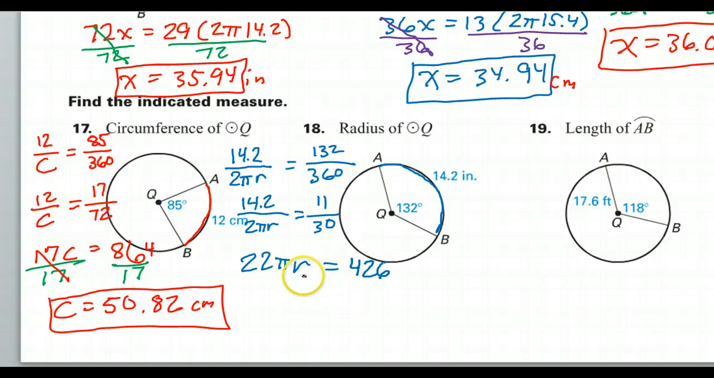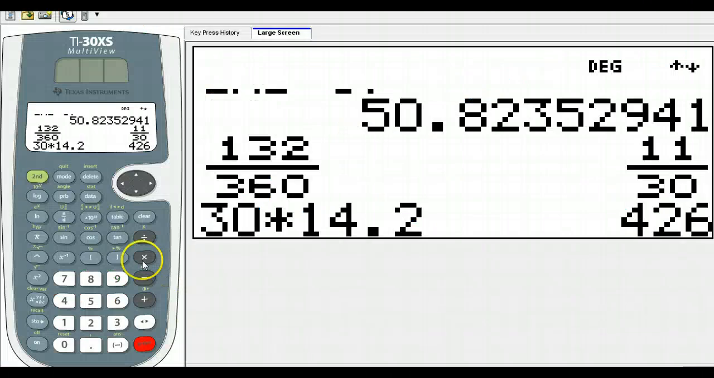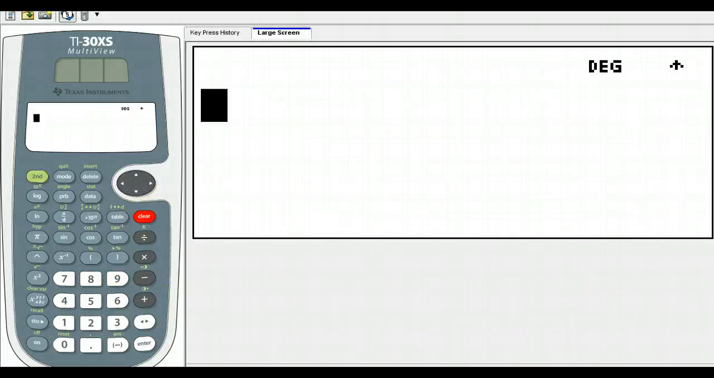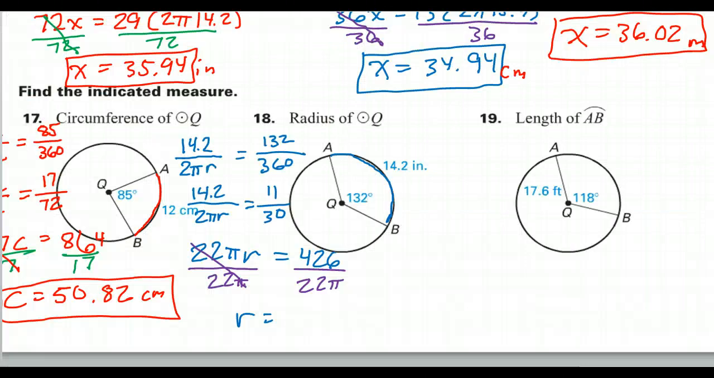Now remember, we're looking for r, so I just have to get r by itself. If I want to get r by itself, I can just divide by 22 pi. All right, so these cancel out, and that's going to get r by itself. So I can put this in my calculator. I'm curious what an exact answer would look like, first of all, in case I could have been asked for an exact answer. So 426 over 22.